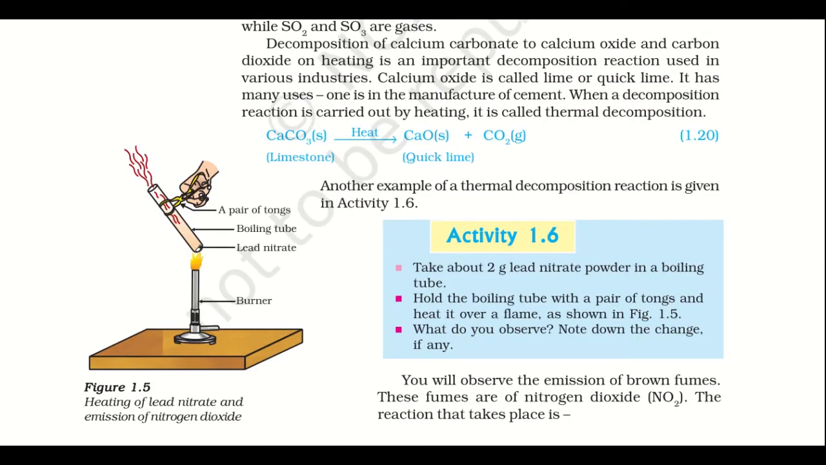Now here we also have one example of a thermal decomposition reaction in which you have to provide heat to conduct the reaction. In activity 1.6, 2 gram lead nitrate powder is taken in a boiling tube, and the boiling tube is held with a pair of tongs and heated over a flame. The observation while conducting the activity would be the emission of brown fumes. These fumes are actually the fumes of nitrogen dioxide.